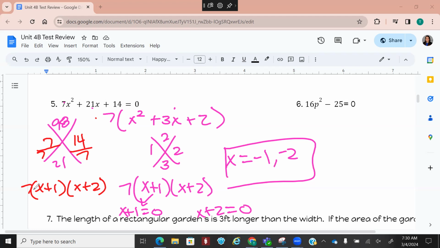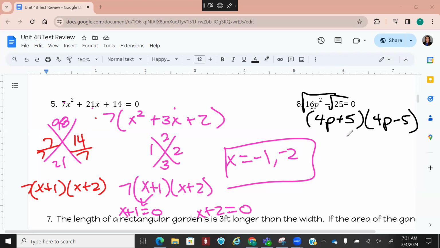Okay, we don't have a C term. So what's going to happen is you're going to take out your greatest common factor. Well, is there a greatest common factor between these two? No, but both of these are perfect squares, right? Okay, so what's the square root of 16? That's 4. What's the square root of 25? That's 5. So we're going to have 4p plus 5 and 4p minus 5.